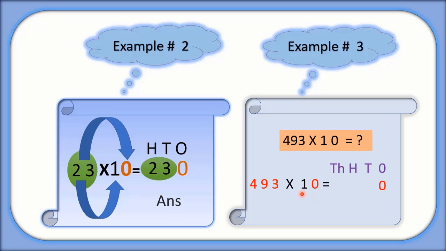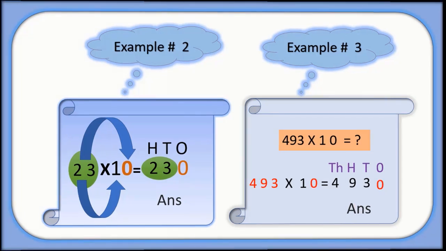Now, in the second step you have to multiply 493 by 1. आप 493 को 1 से मल्टीप्लाई करेंगे, then you will get the answer 493 ones are 493. And in 493, you will put this 3 at 10's place, 9 at 100's place and 4 at 1000's place. So it means that when you multiply 493 by 10, you will get the answer 4930. Okay, is it clear now? So how to multiply any number by 10?